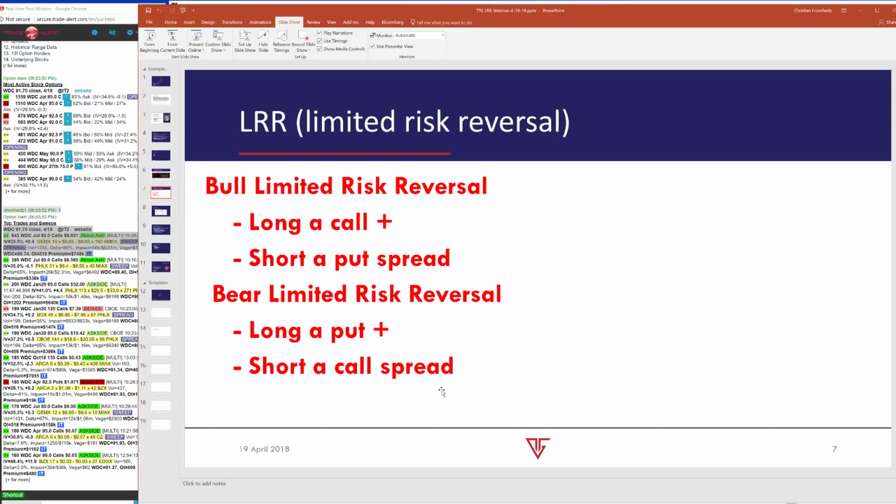On the other hand, that's a bull limited risk reversal. A bear limited risk reversal is the opposite. You're taking a bearish stance. You're buying a put, and you're shorting, I don't know why there's a plus sign there, you're short a call spread. So that's how that works.